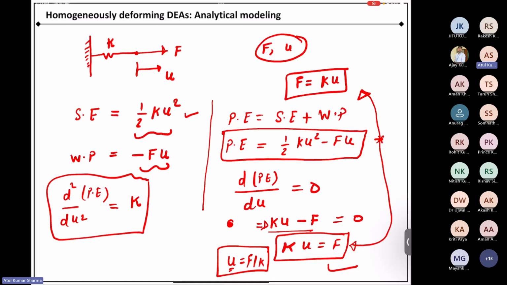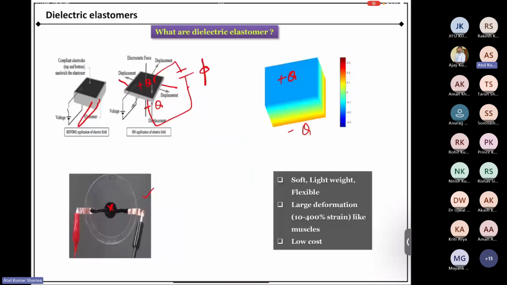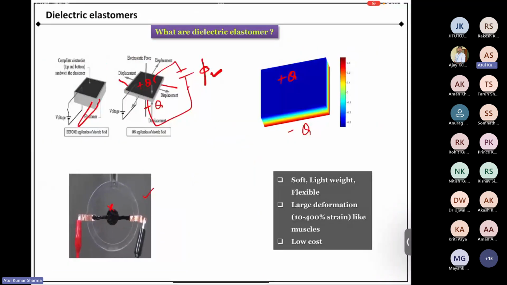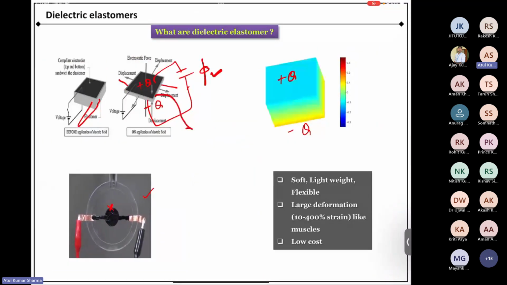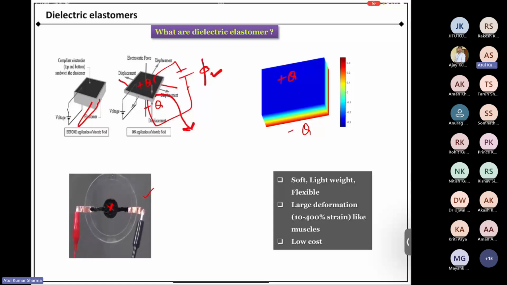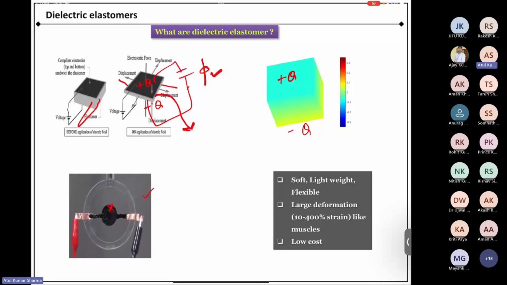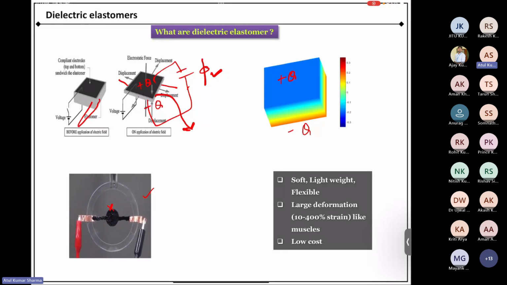So this is how we derive the force displacement relationship for the spring force system using the energy based approach, or the principle of minimization of potential energy. On a parallel line, we will be deriving the relationship between the applied potential difference phi and the corresponding deformation level, how much is the contraction or how much is the expansion of this film.